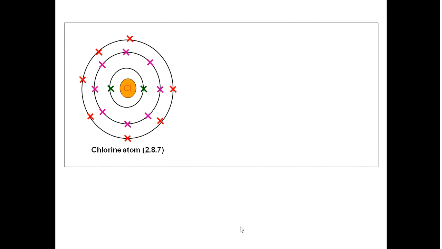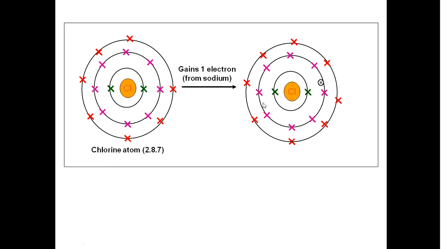Chlorine atom gains one electron from sodium to become a chlorine ion. It now has a full configuration 2,8,8 from 2,8,7.